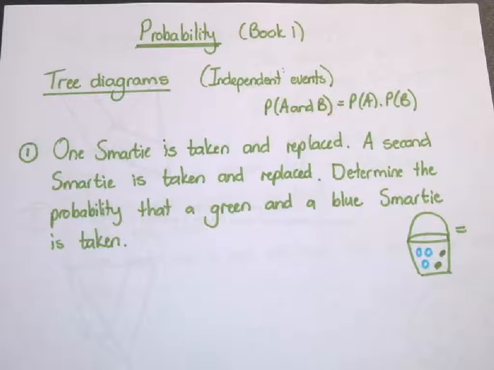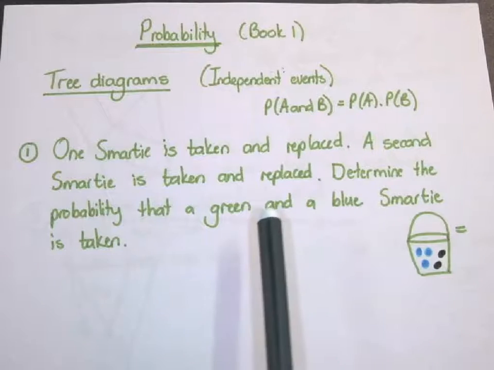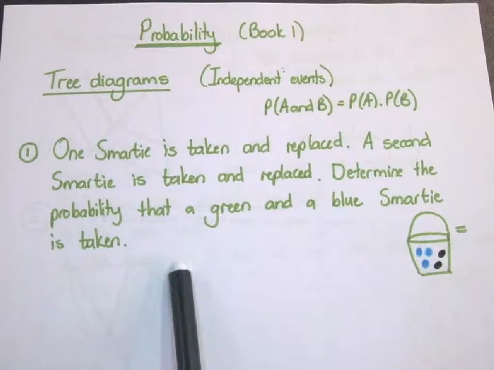That means that whether we have blue or green Smarties, they don't influence each other. They don't have an impact on each other. So in this example, they say we have 3 blue and 2 green Smarties, and one Smartie is taken and put back into the bucket. Determine the probability that a green and a blue Smartie is taken.